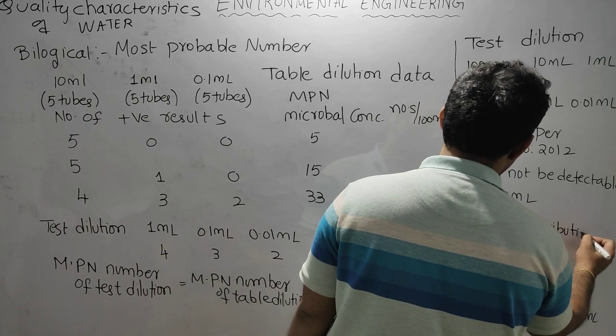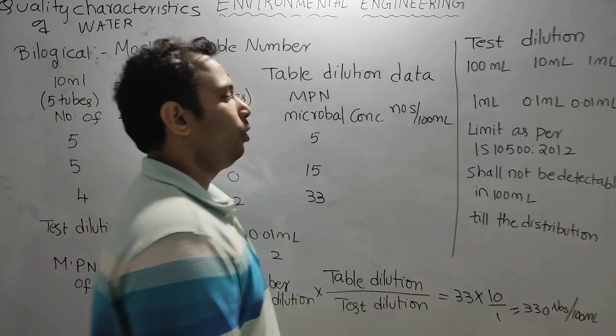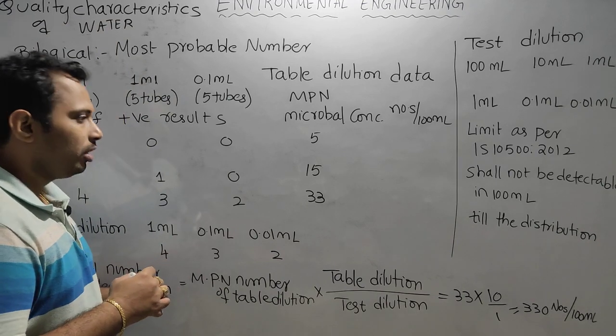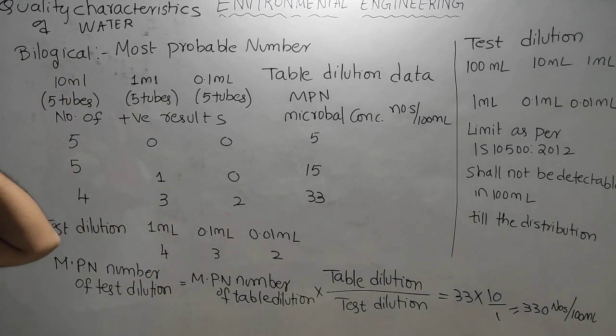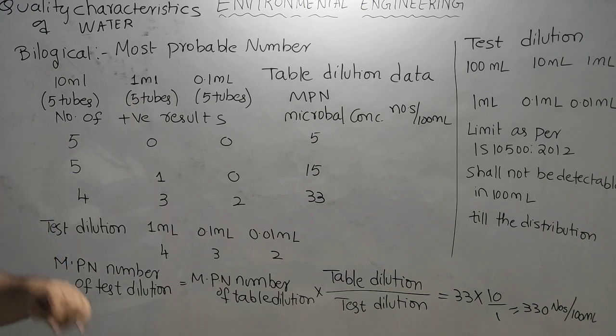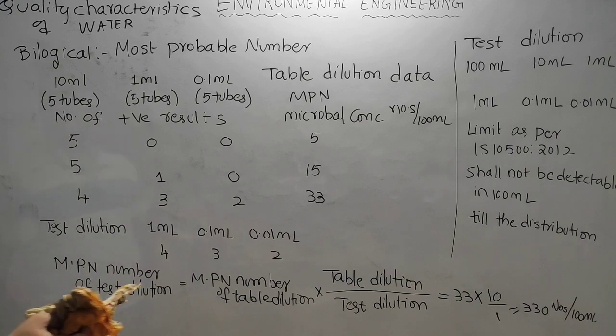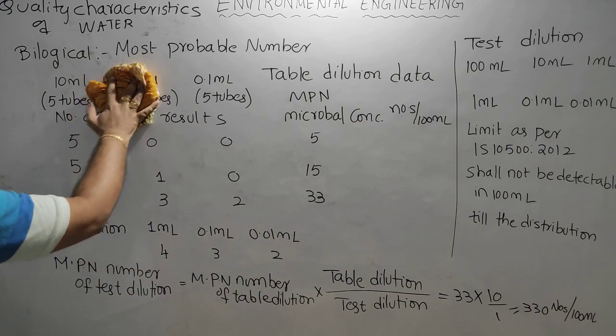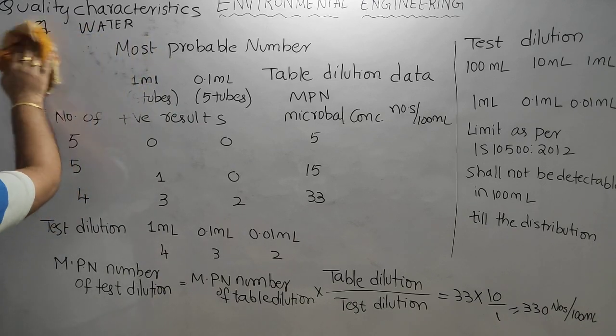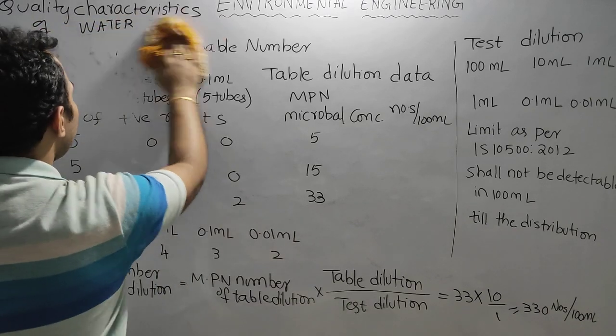Bacteria or microorganisms may enter the water at any point of time. That is why we keep residual chlorine. Because it shall not be detectable till the distribution, we have to keep some residual chlorine in order to take care of future contaminations. We will discuss that in detail in the treatment of water topics. Now we will discuss some waterborne diseases, and then this topic, quality characteristics of water, is over, and we will do the numericals of this topic.